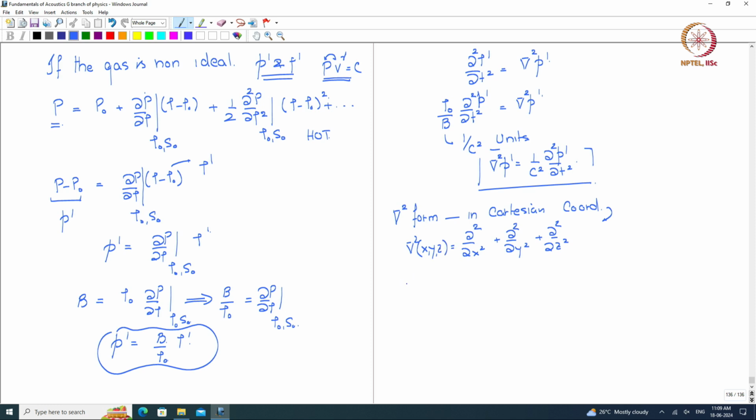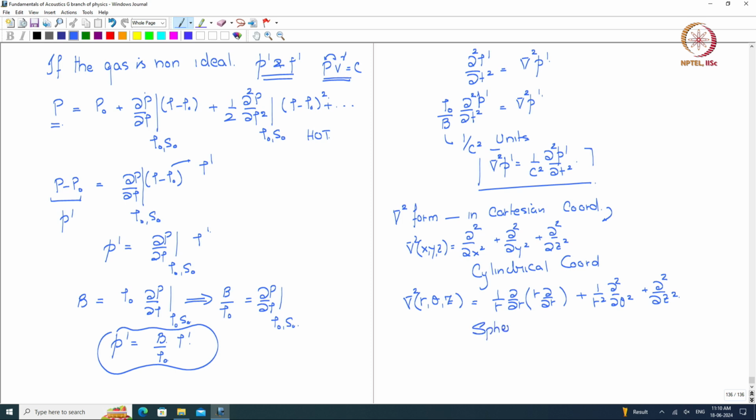And in cylindrical coordinates, r, theta and z, it looks like 1 over r del del r of r del del r, plus 1 over r square del 2 del theta square, plus del 2 del z square.